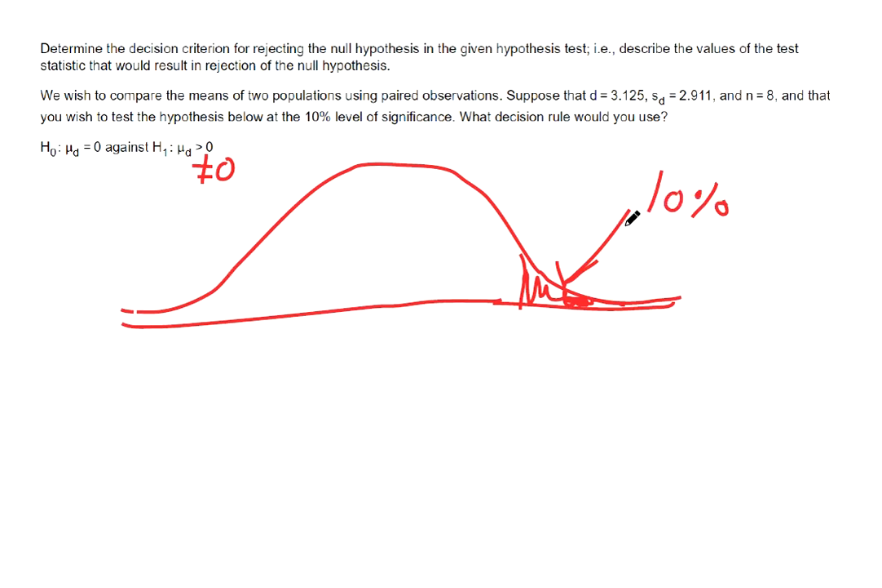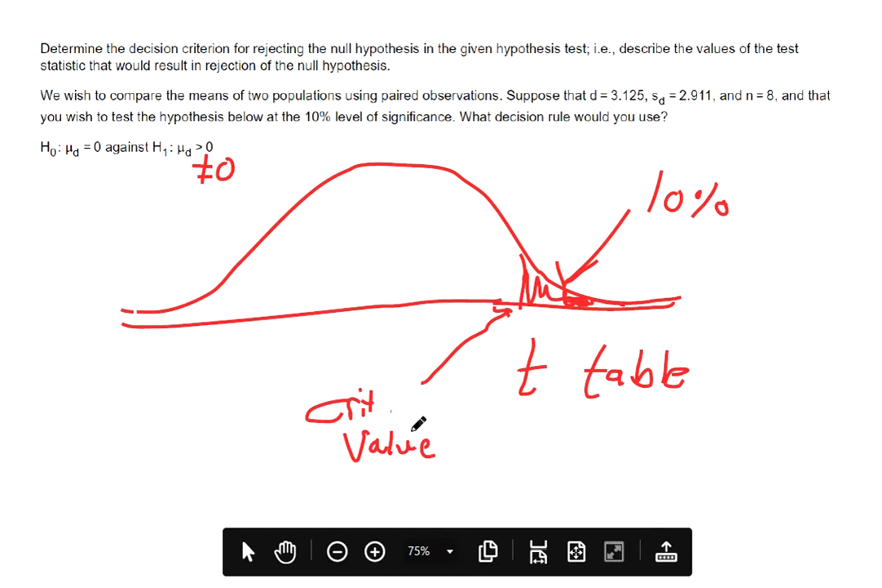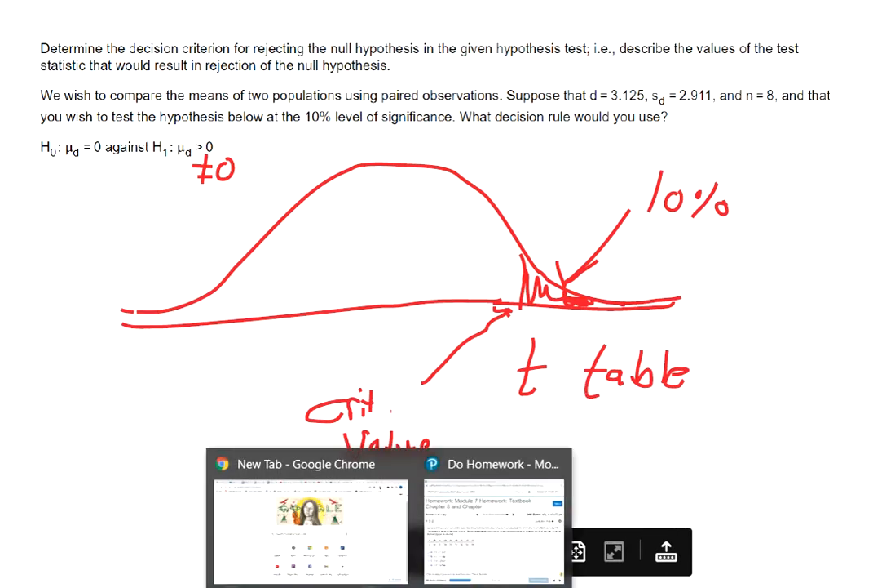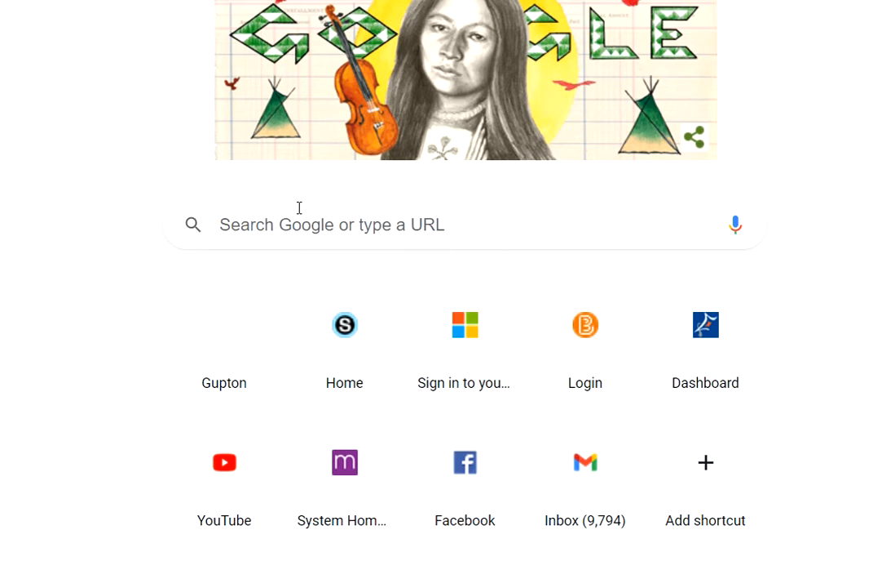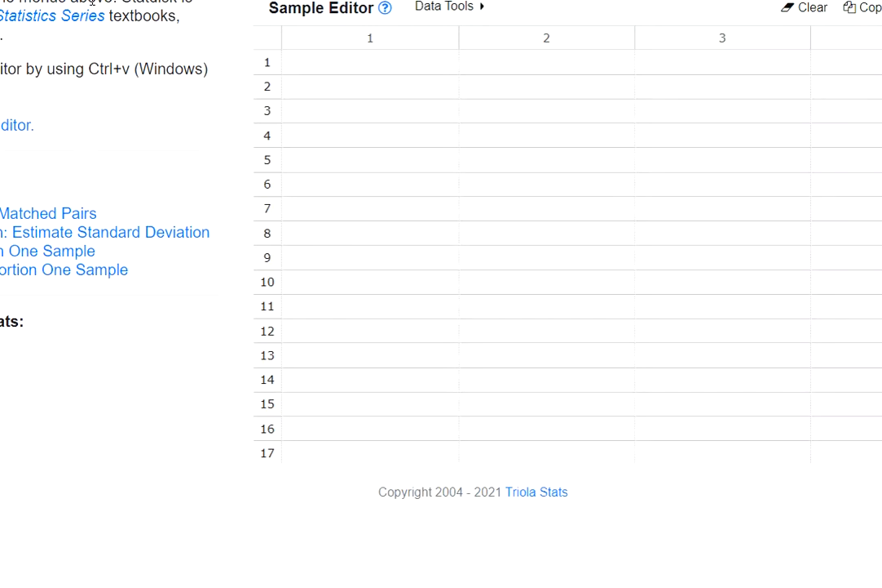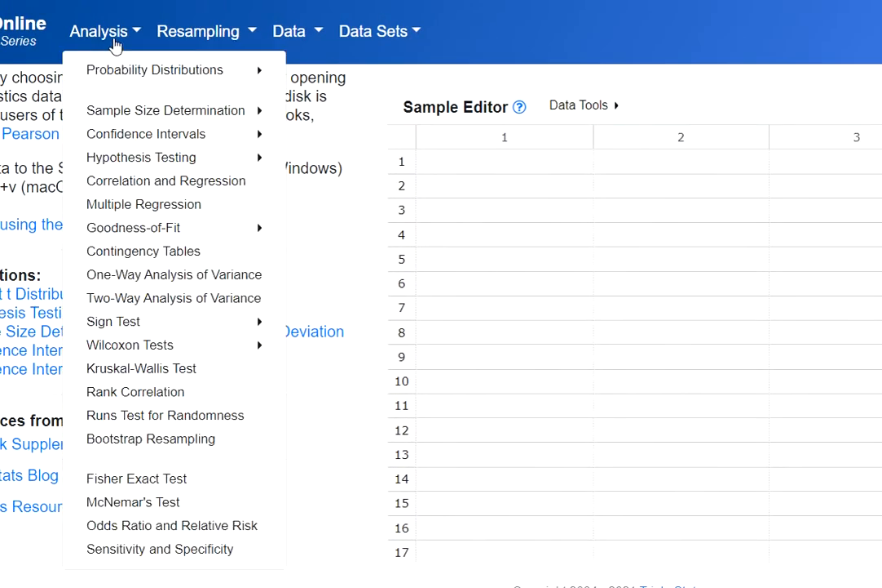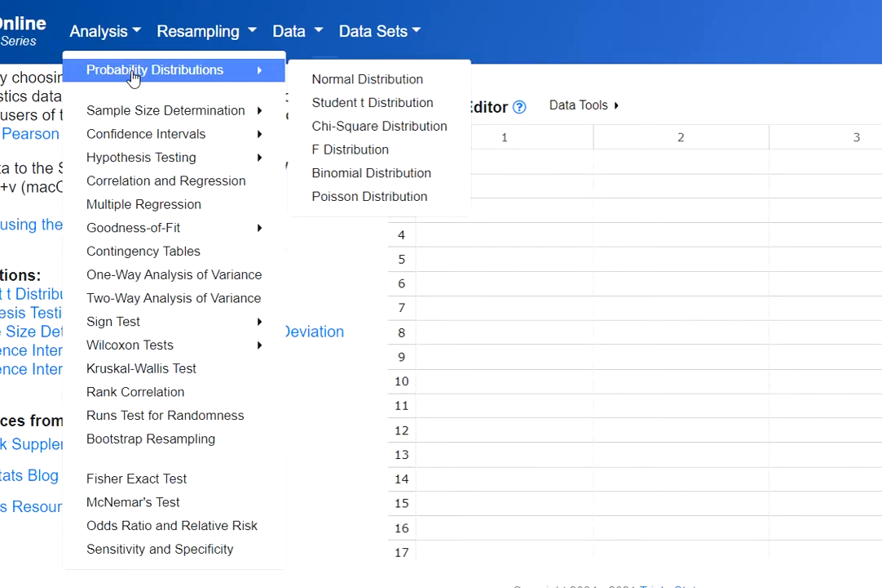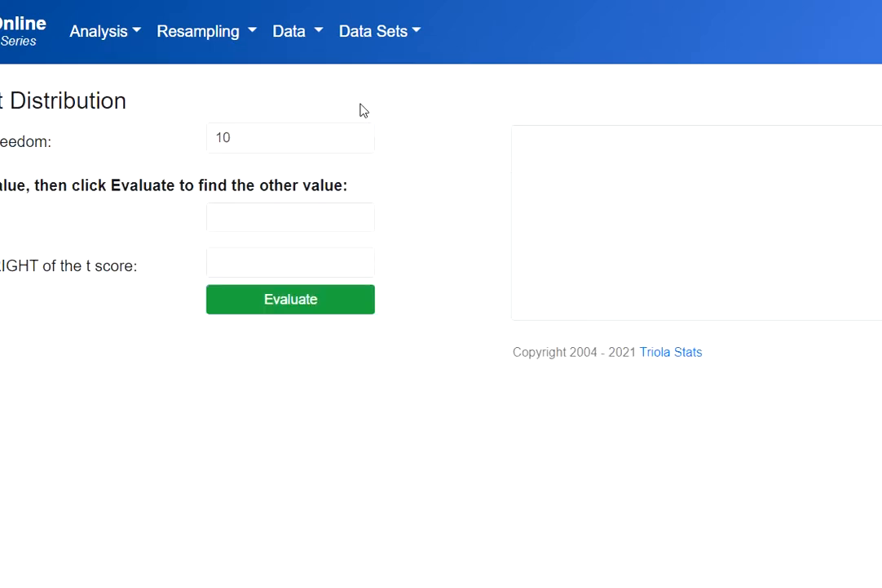Okay. So what I need to do is use some sort of t-value table, or I'm going to show you how to use StatDisk because that's a lot quicker, to find out the critical value that determines our rejection region. You could use a t-table in the back of the textbook, but it's a lot quicker if we go to StatDisk. So I'm going to type in a web browser statdisk.com, and then we're looking for a t-value to determine our rejection region. So that's in Probability Distributions, Student t-Distribution.